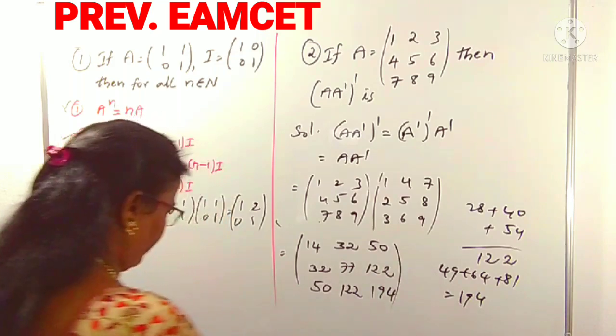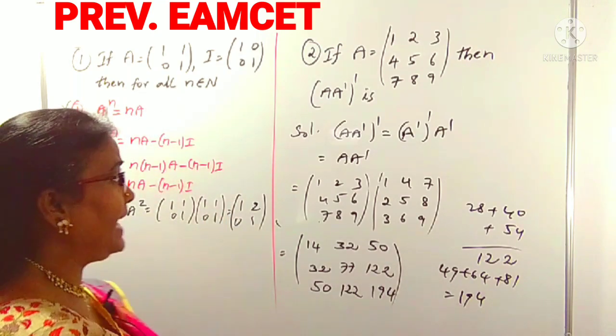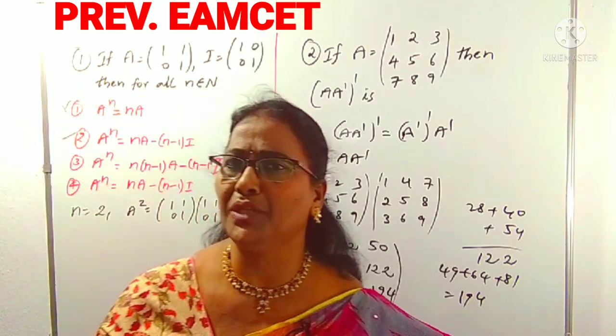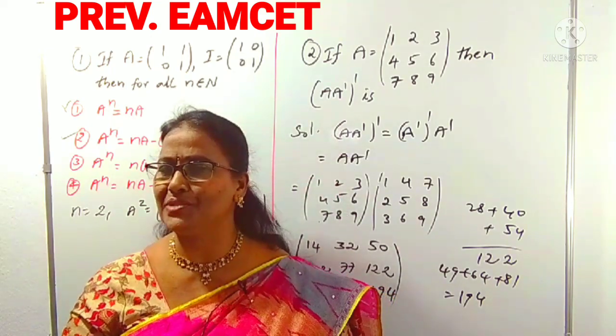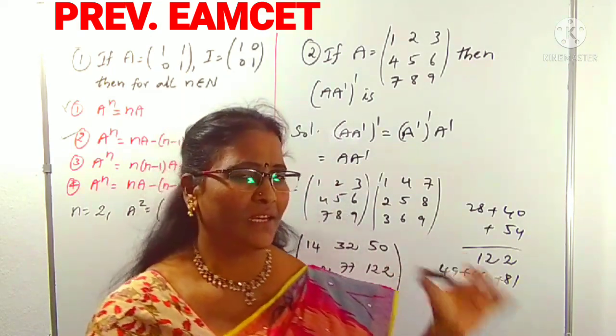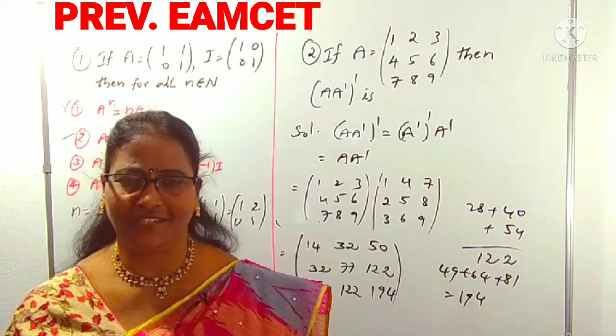So like this we can find the resultant of A into A transpose, whole transpose. You may be given any type of matrix. Now you know how to find the transpose and product of matrices. It's enough for this question, right?